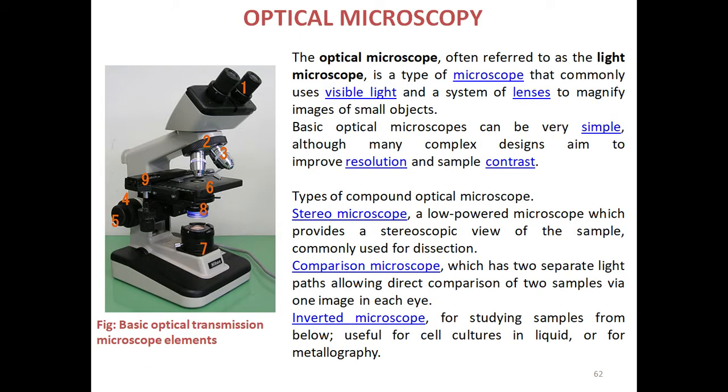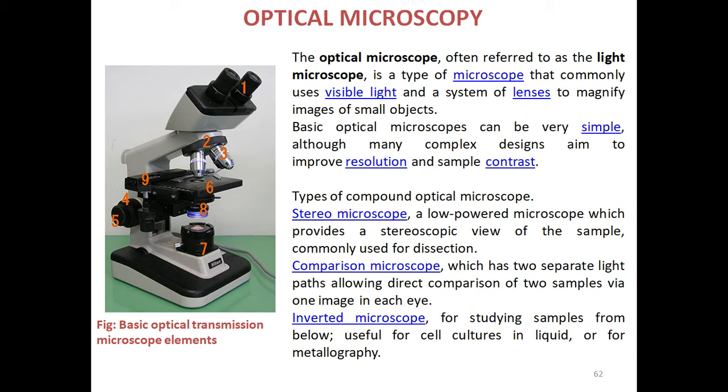An optical microscope is often referred to as a light microscope, a type of microscope that uses visible light and a system of lenses to magnify small objects. This optical microscope can be very simple, although there are many complex designs aiming to improve its resolution and sample contrast. So here we can see the image of a basic optical microscope and its elements.